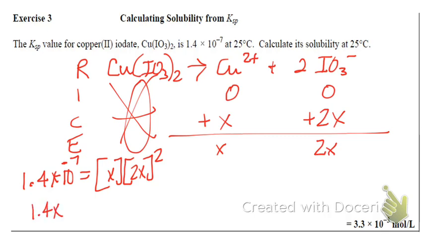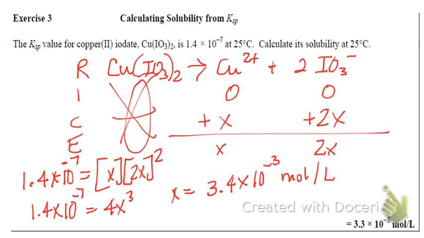Okay, same concept. So then this becomes equal to 4x cubed. By now you know how to do that math, right? Take the cube root. Well, first of all, divide by 4, and then you'll take the cube root. So you'll get that x is equal to 3.4 times 10 to the negative third moles per liter. So that would be its solubility.